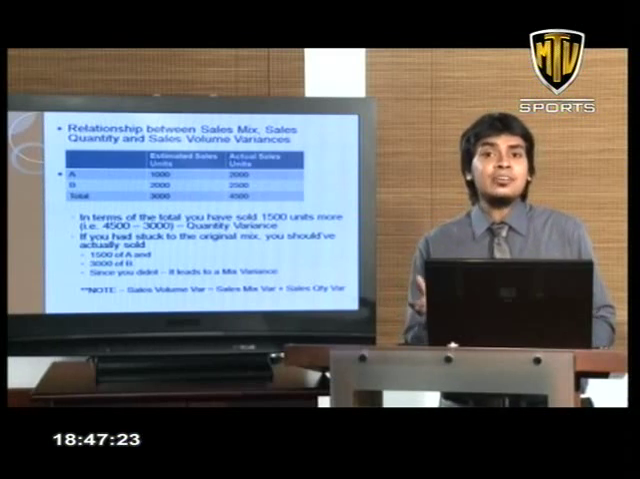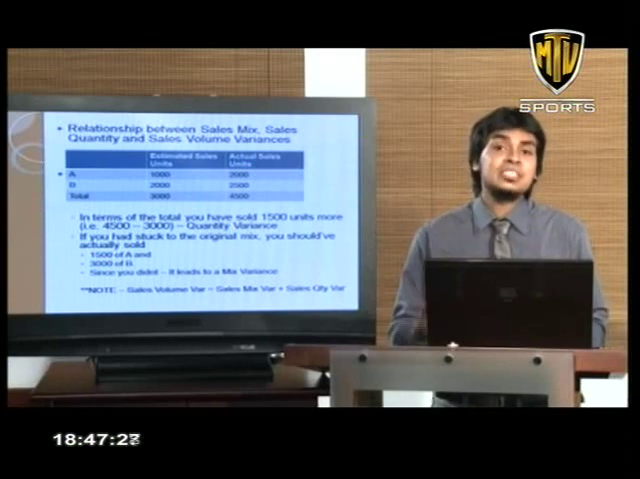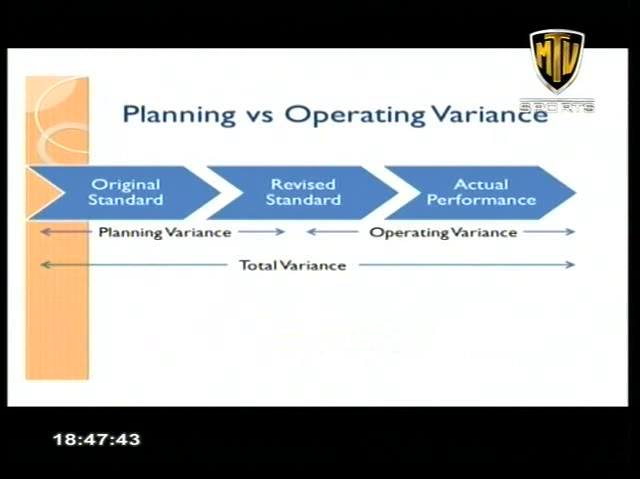So as a result of that, it gives rise to what we call a sales mix variance. And it can be proven mathematically that your sales mix variance plus your sales quantity variance will eventually end up being equal to your sales volume variance. Fine. Let us then move on to our discussion on planning and operating variances.